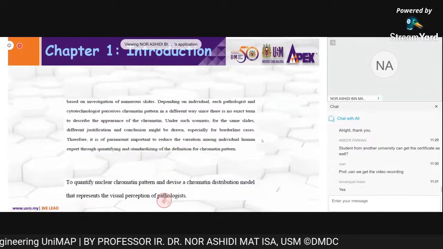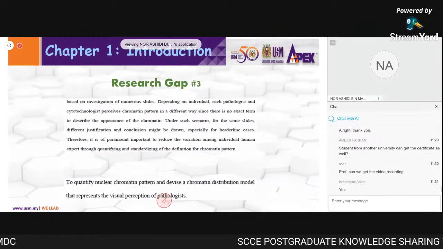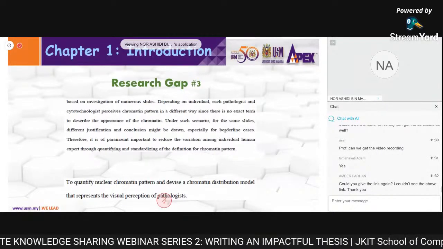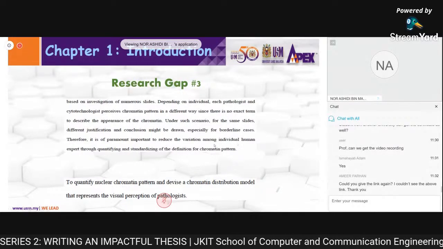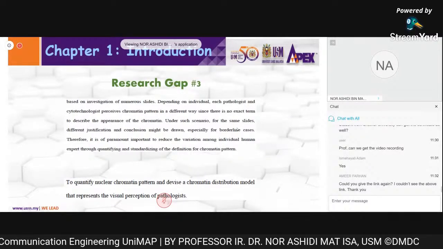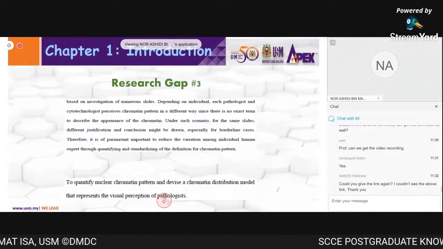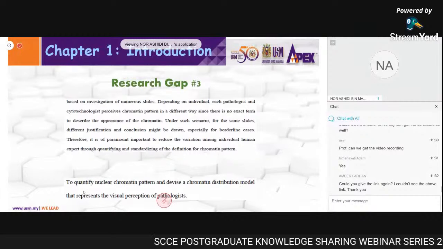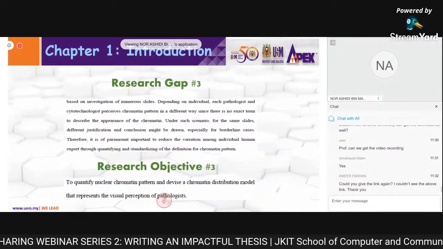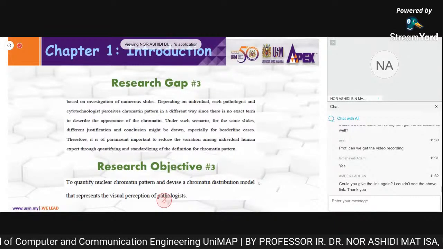Another example, this is research gap number 3. Okay, so it is also about the same slides, but different justification and conclusions might be drawn, especially for borderline cases. Okay, so we need to have a quantifying and standardized model in order for individual humans to have more consensus screening results. So that's why we need to quantify the nuclear chromatic patterns, and we need to devise a model in order to have a more objective model for pathologists to do the screening process.